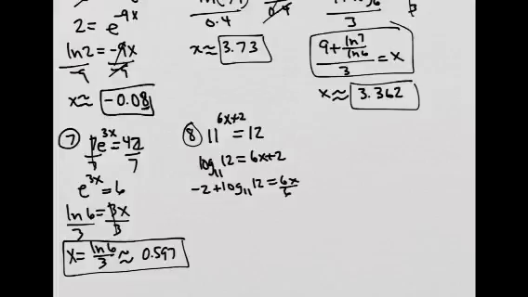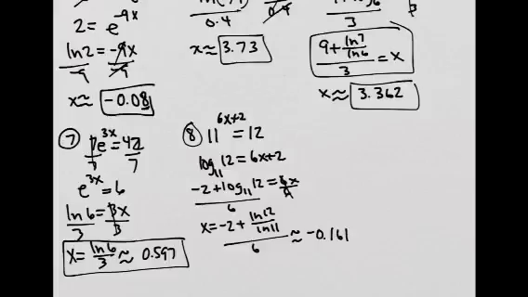Divide by 6. So the exact value would be negative 2 plus natural log of 12 divided by natural log of 11, all divided by 6. When you plug that into a calculator, you get approximately negative 0.161. So this whole thing would be the answer.